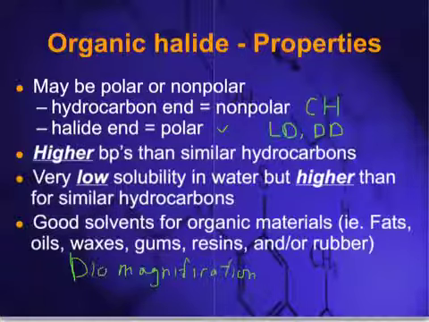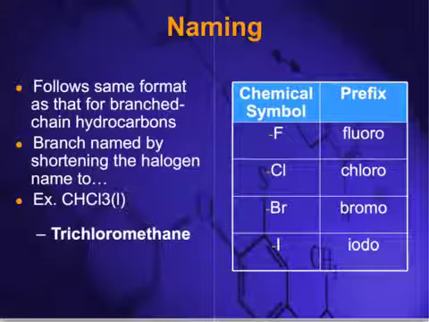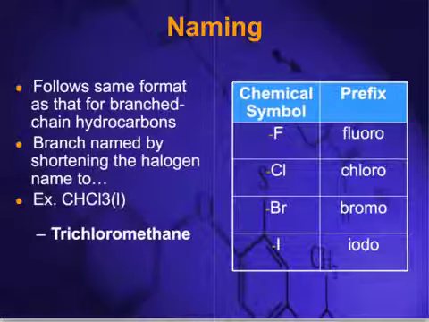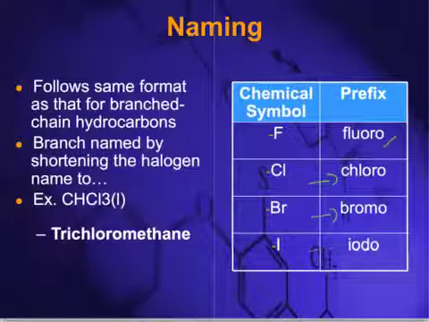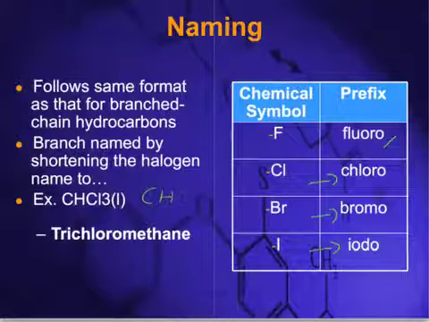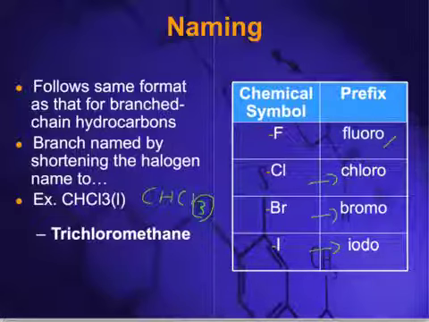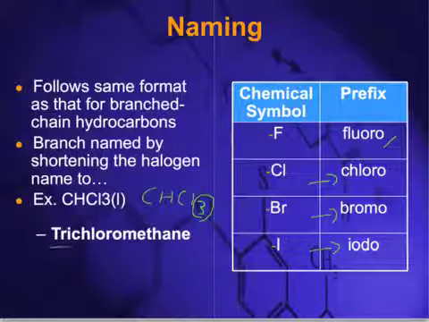food chain. In terms of naming organic halides, we use the same rules as though we were naming branched aliphatic compounds. However, the names are now slightly different. For fluorine, we call it fluoro, chlorine becomes chloro, bromine becomes bromo, and iodine becomes iodo. So our example here, CHCl3, because there are 3 chlorines attached to a methane molecule, we call it trichloromethane.